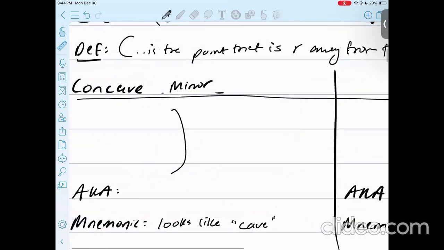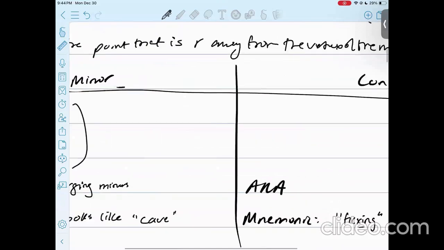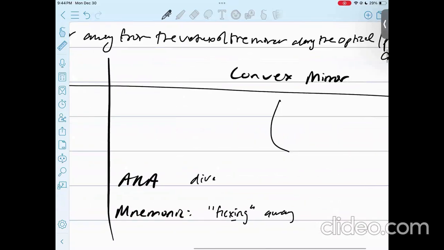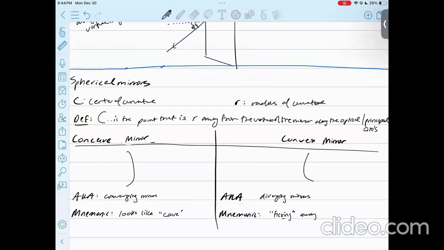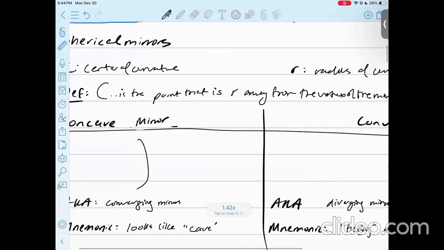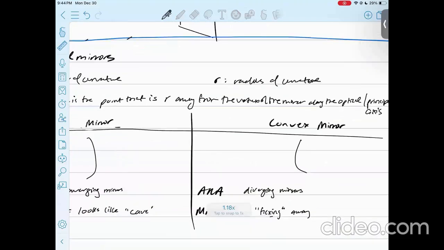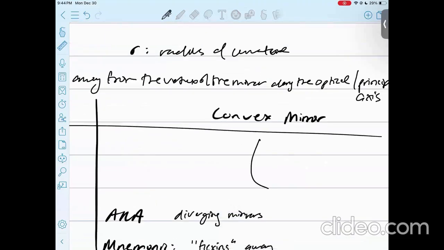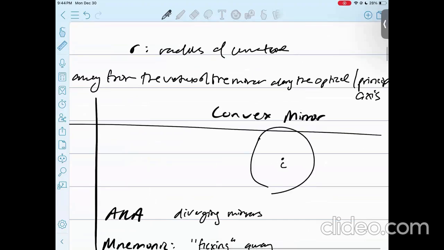So concave mirrors are also called converging mirrors. Convex mirrors are also called diverging mirrors. They are mirror images of one another, happily enough. And so we can see these terms earlier. You can extend this so that it makes up a whole circle. Then your center of curvature is here. Radius of curvature is like that.